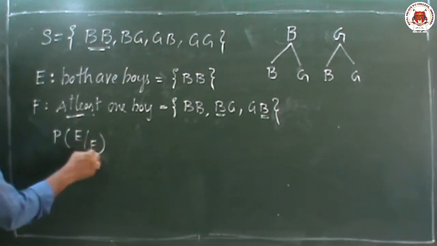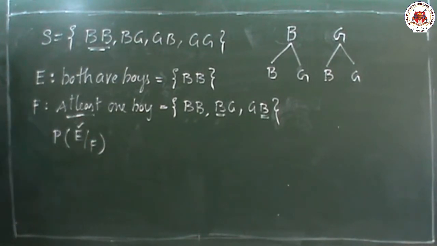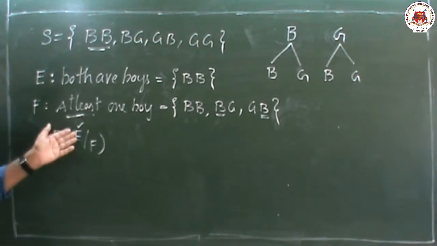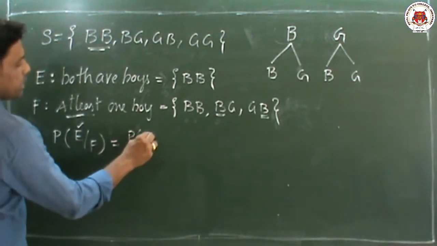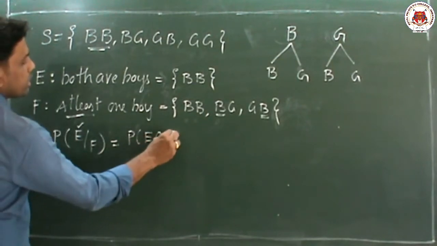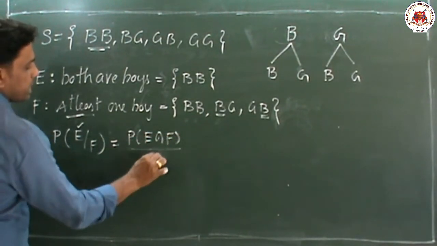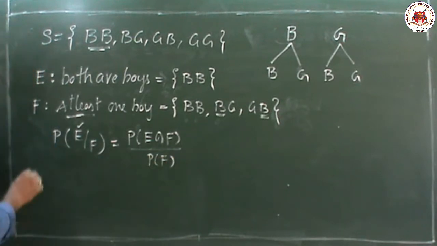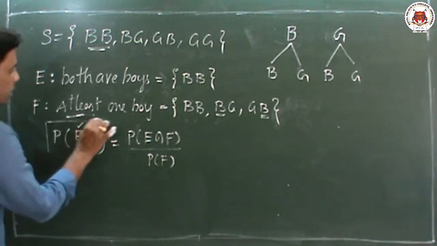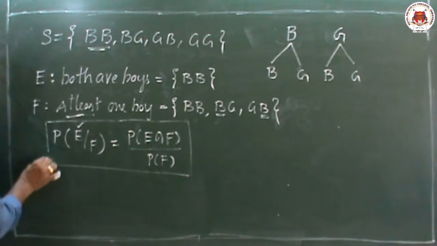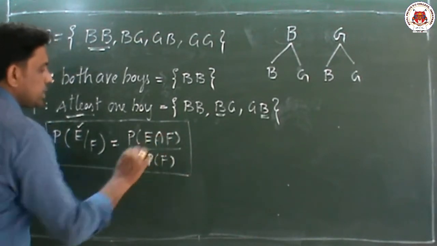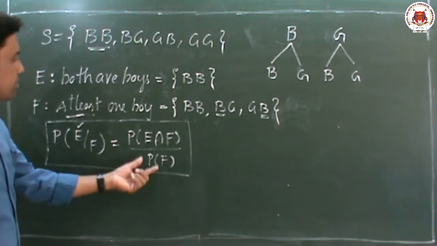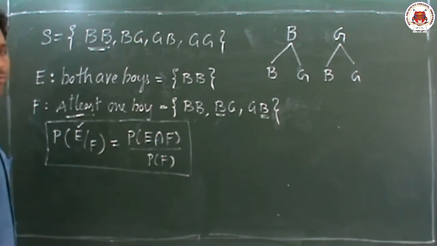Why E by F? What we have to find, that one we have to write in the numerator, and what is given, that one we have to write in the denominator. Then what is the formula? P of E by F is P of E intersection F by P of F. This is the formula. So, my dear children, here P of E, P of F, P of E intersection F we don't know. So we will find out one by one.